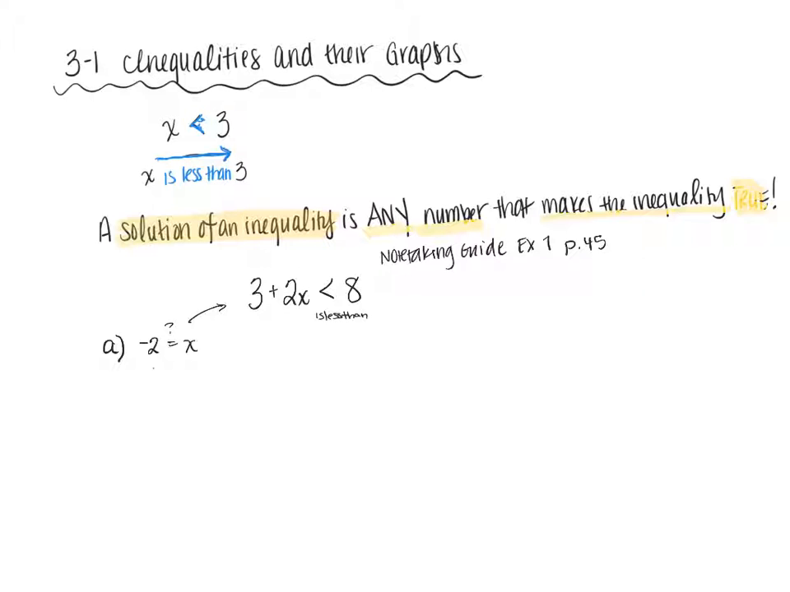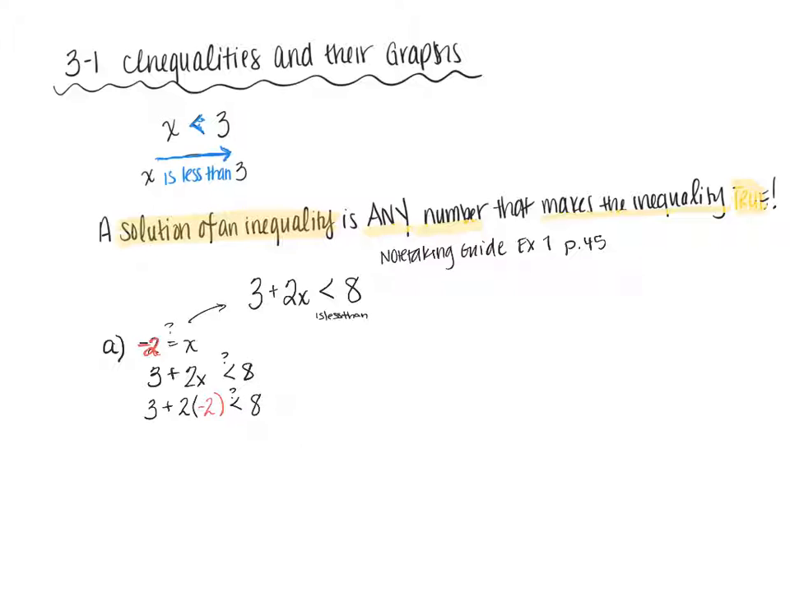So I'm going to plug -2 in for x. The first thing you always do is to rewrite your formula or your equation, or in this case, an inequality. And then we're going to end up plugging -2 in for x. Make sure that you use parentheses to protect the item that you're putting in. Let's put this in red. And I get 3 plus 2 times -2. And I'm trying to ask, is this less than 8?